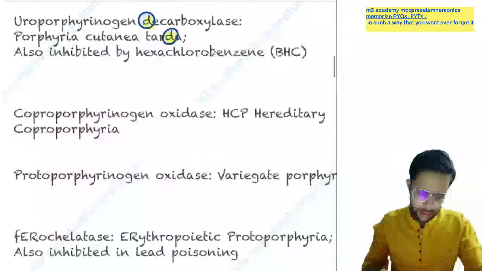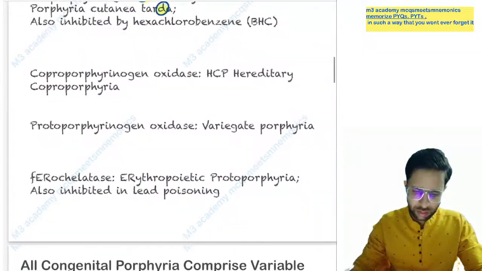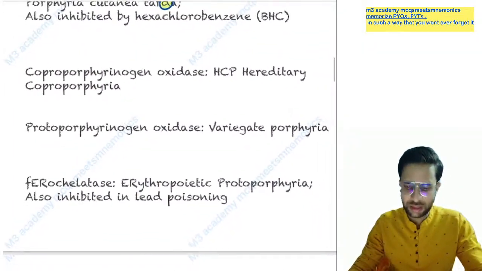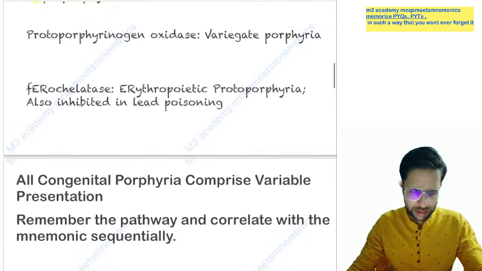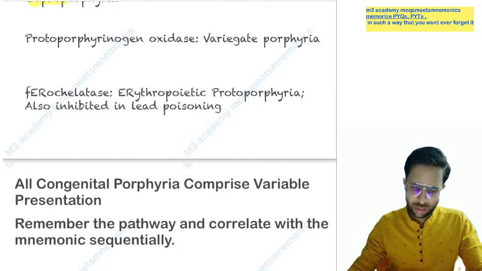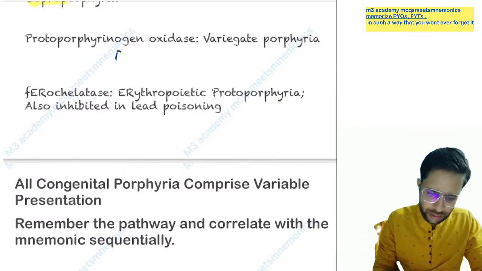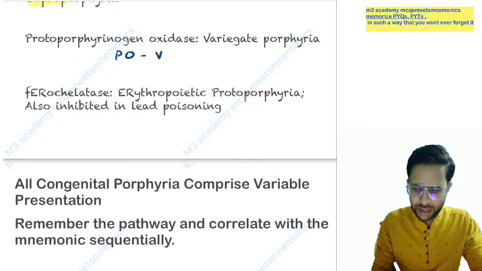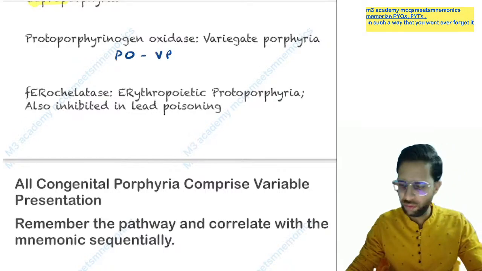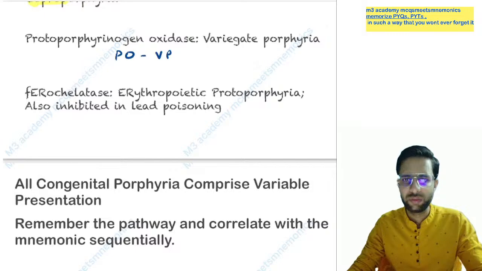Yes. Next is coproporphyrinogen oxidase in hereditary coproporphyria. As the name suggests, copro comes in both, so you will remember this. Now protoporphyrinogen oxidase in variegate porphyria. So protoporphyrinogen oxidase in variegate porphyria: PO in the VP. You can remember.